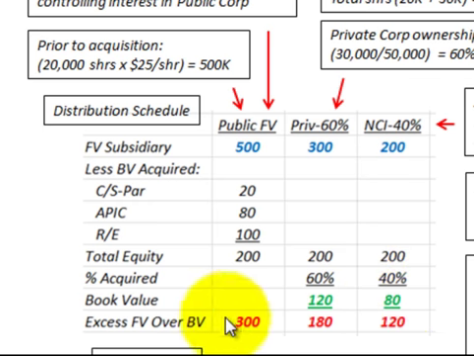So we have to determine the excess of the fair value over the book value. So the total amount here for the public corporation would be the fair value of $500,000 less a total equity of $200,000. That gives us an excess here of $300,000. So that would be the excess of the fair value over the book value of the equity. Now the private corporation, that would be the $300,000 here less 120, so we'd have $180,000 for its excess here, and then the non-controlling interest would get the remaining 40% here, or 200 minus 80,000, and that would be $120,000.